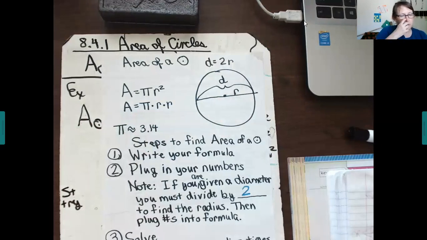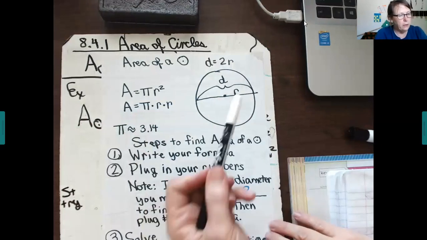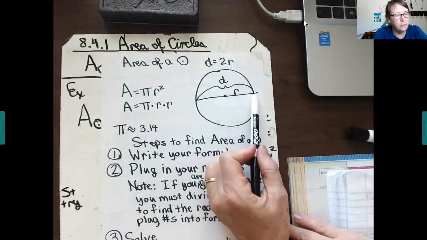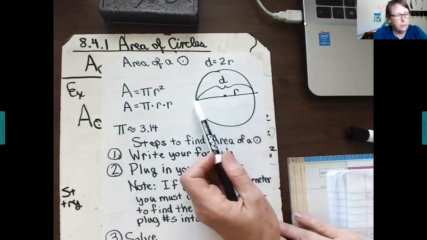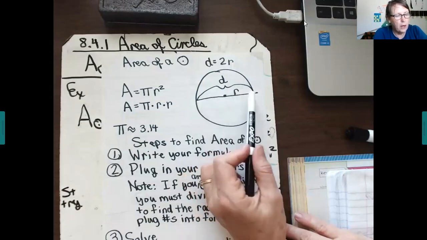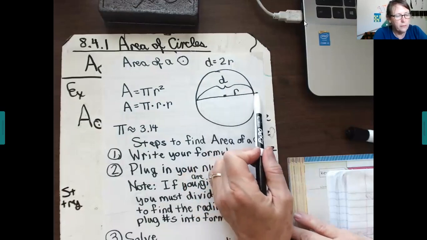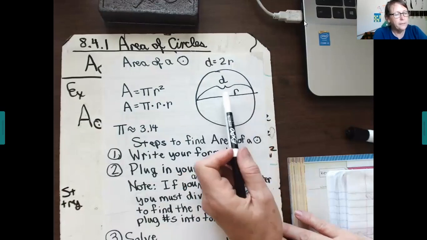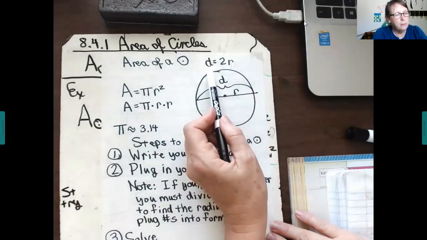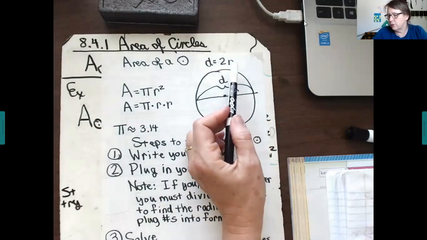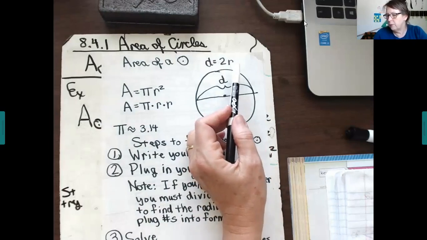Okay, now some terminology you may already know. This R here, from the center of the circle to the outside edge, that's the radius. From the outside edge to the opposite outside edge through the center is the D for diameter. Well, one diameter is equal to two radius. That'll come into play when you're calculating the circles. One diameter equals two radius.